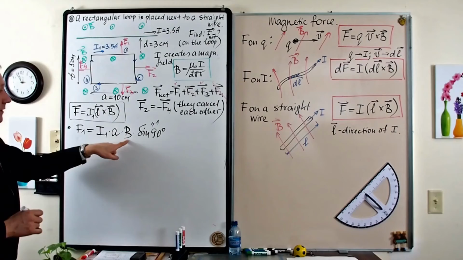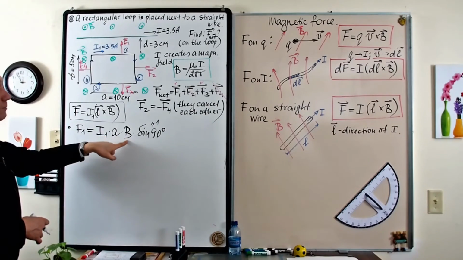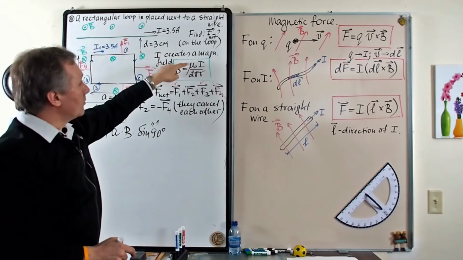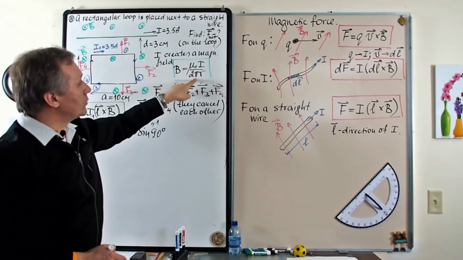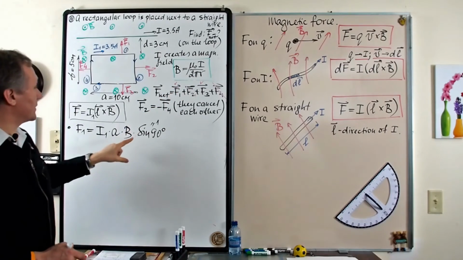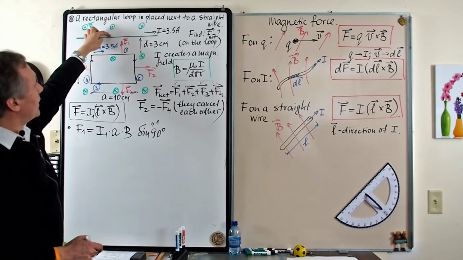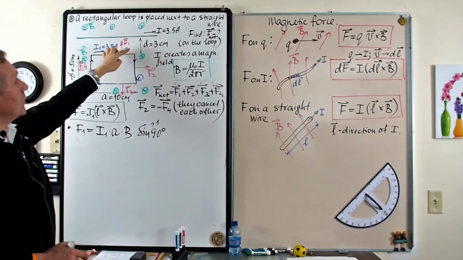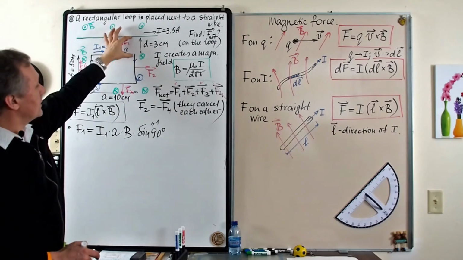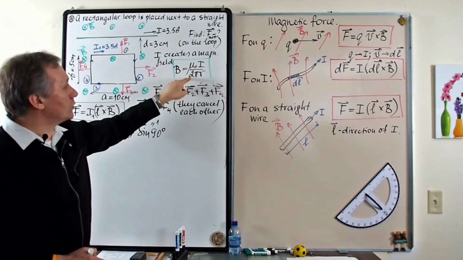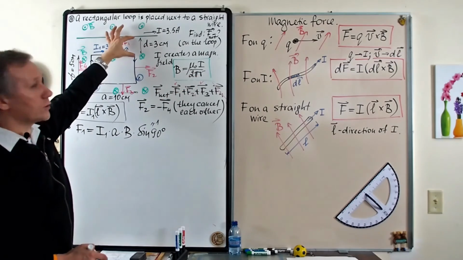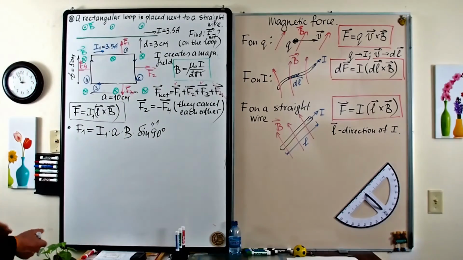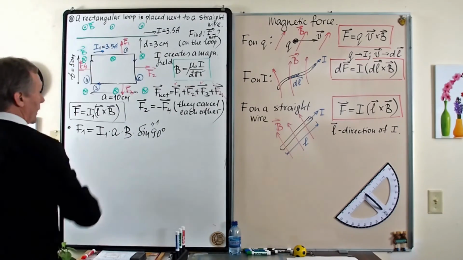And here I started messing up a little bit. B is given by this formula, but now it's mu naught I divided by 2 pi r. It's the distance from this wire to this first segment or section of the loop. So this distance is d, and over here we'll have to use 2 pi d. R equals d, because that's the distance from the source to the point where we want to find the force acting on the current I1.